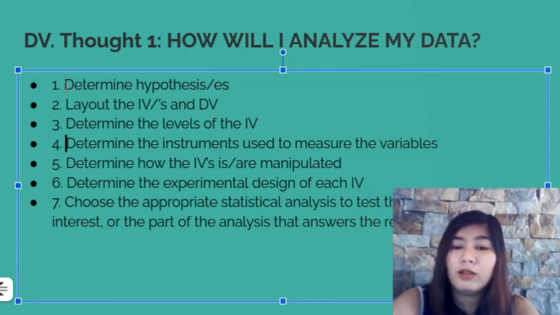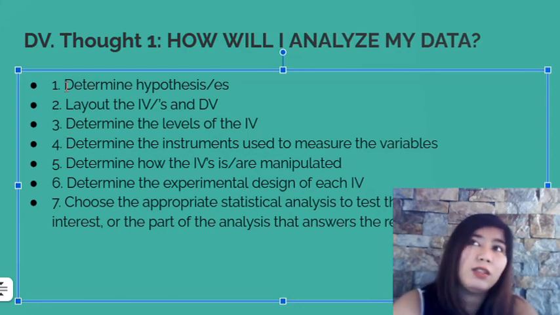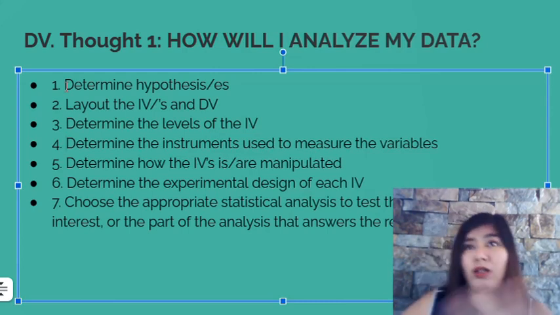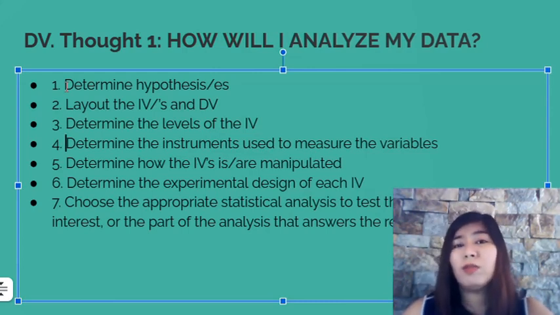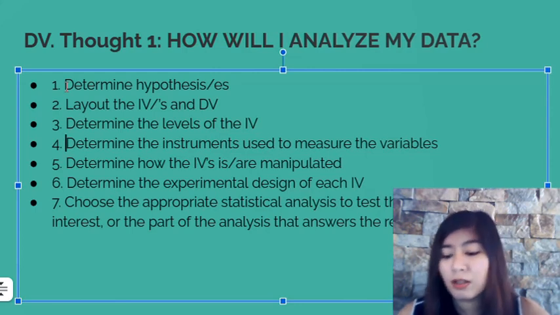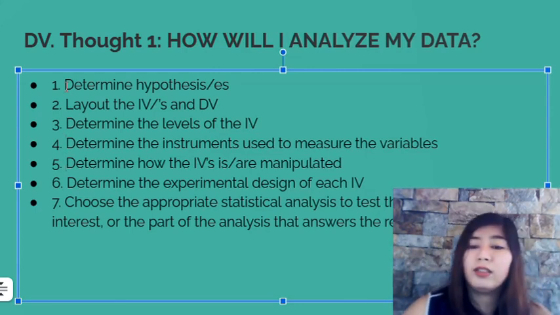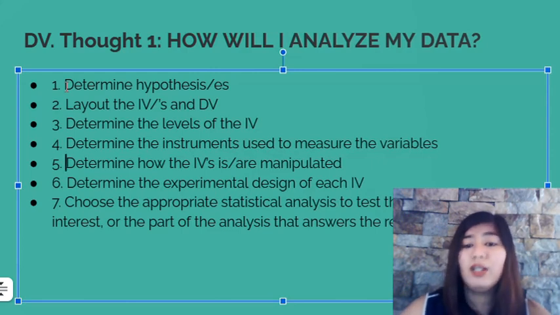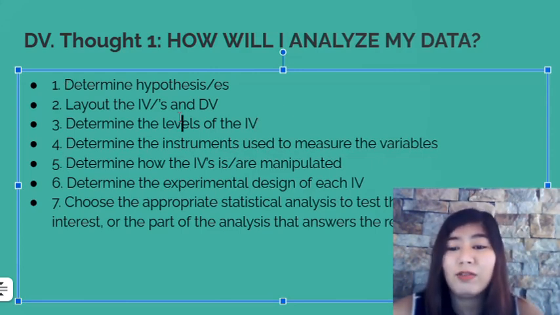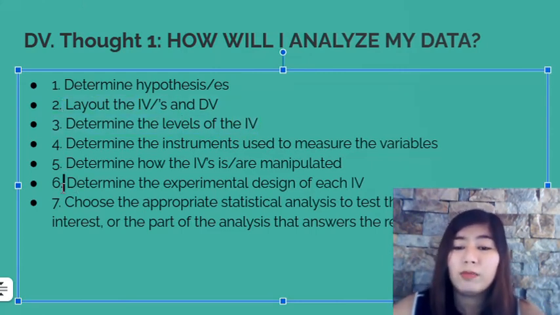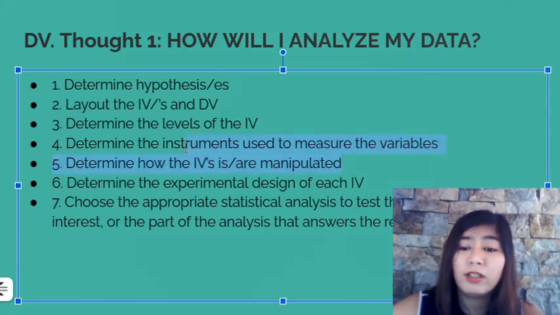So you also need to know how are you going to interpret this instrument. So let's say if you find a higher score on your dependent variable, what does that mean? If you get a lower score in your instrument measuring your dependent variable, what does that mean? How are you going to interpret that? So another is determining how the IVs are manipulated. Of course, that's already implied when we think about number two and three. Okay. And then number six. So again, for number five, that's very crucial, right?